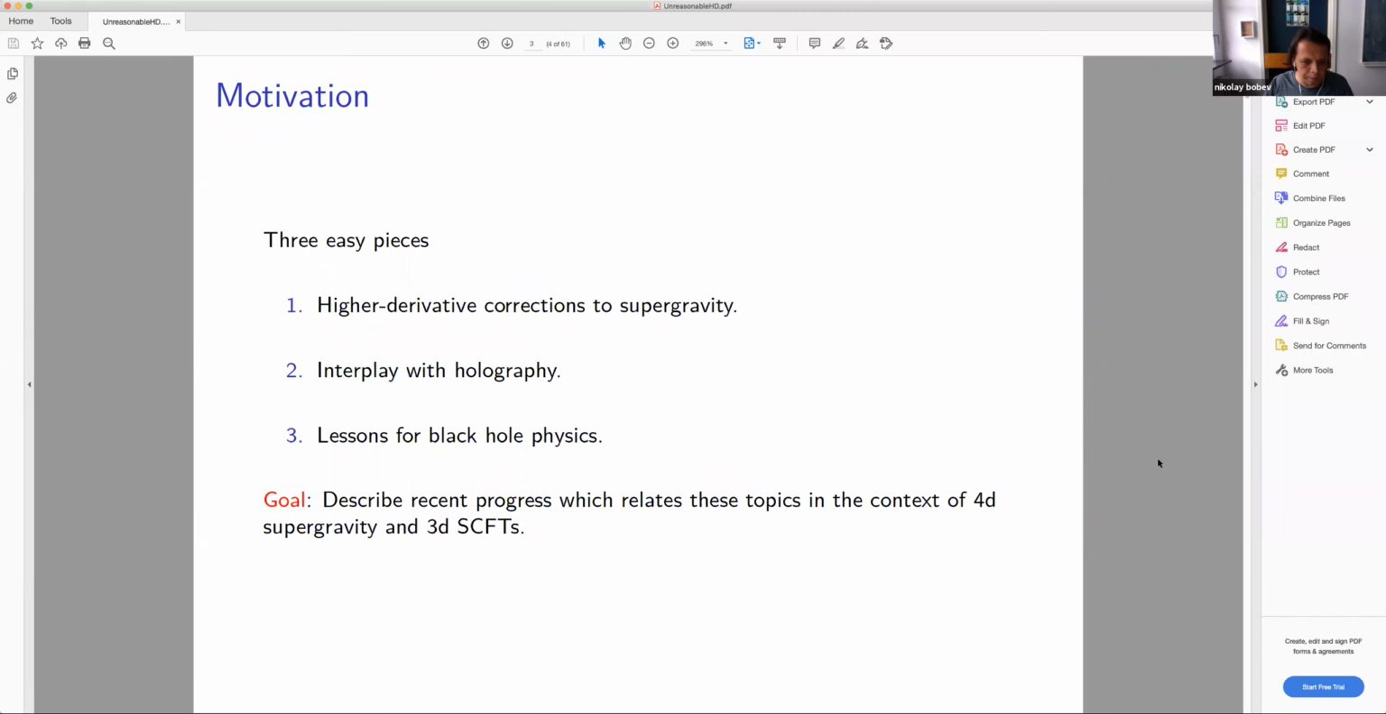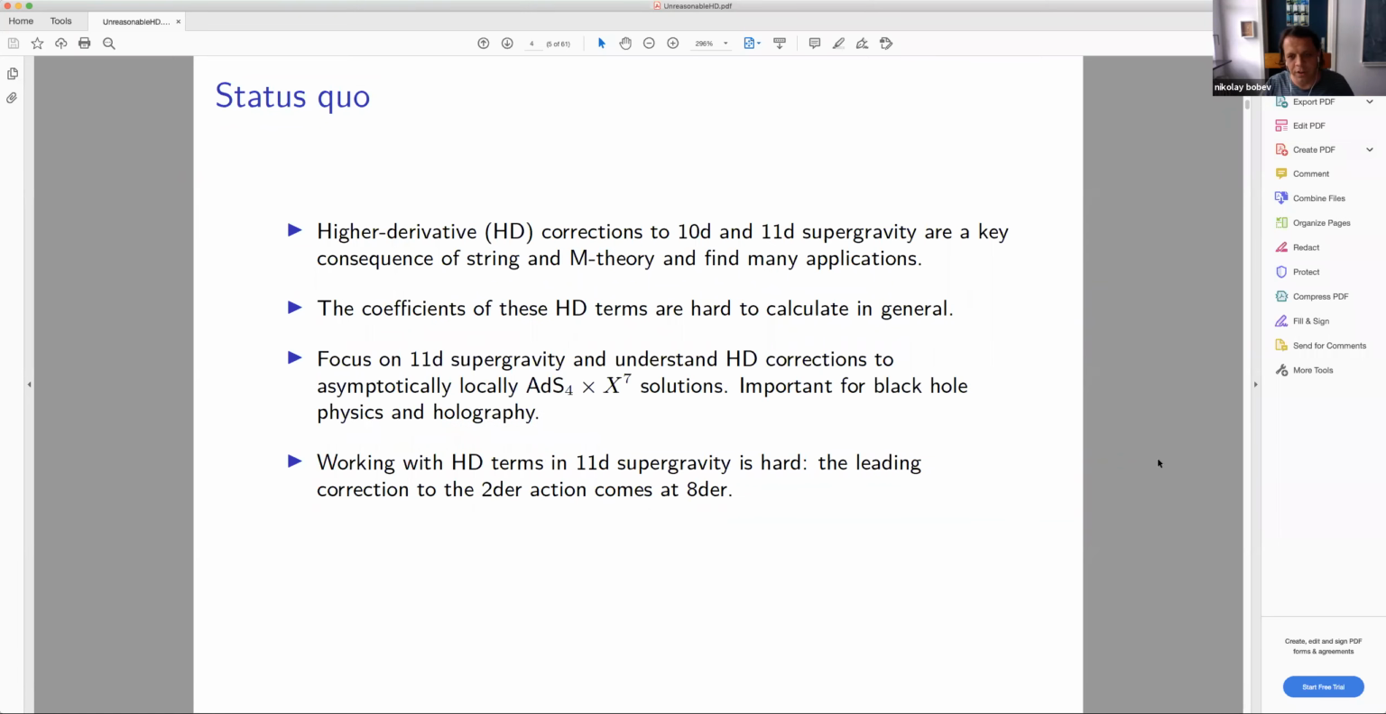More specifically, I'm going to talk about something concrete, which we did in the context of 4D supergravity and 3D CFTs. As we move on, I'll be very specific about exactly what system I'm going to study. Of course, these questions are not new, far from it. It's well known that higher derivative corrections to 10D supergravity should arise from string loops in some way. And in 11D, things are a bit more mysterious, but again, there should be some corrections to 11D supergravity. Those have been computed in some cases with various tools. But in general, of course, it's hard to calculate all of these explicitly.